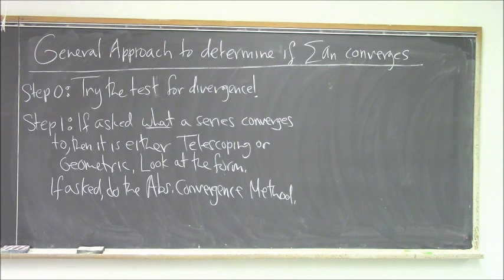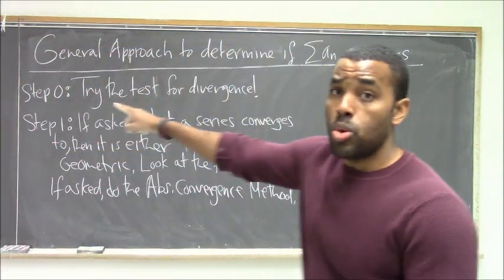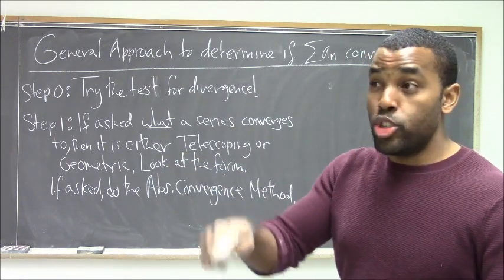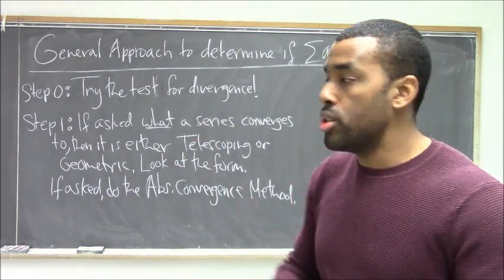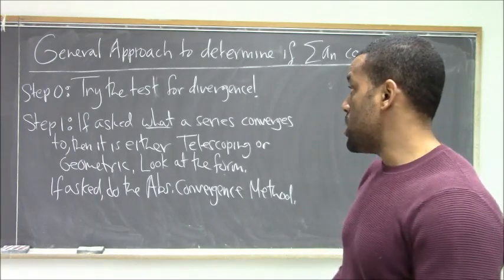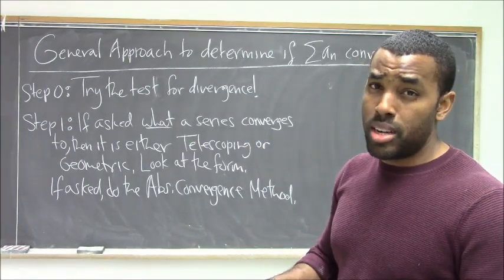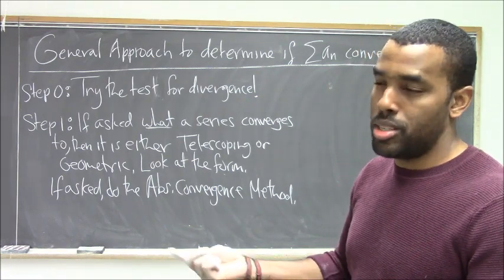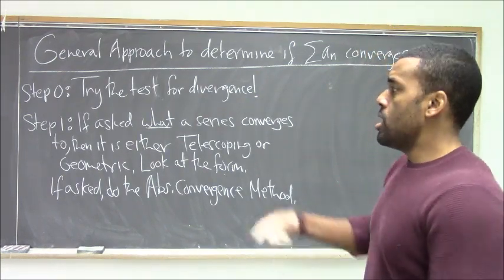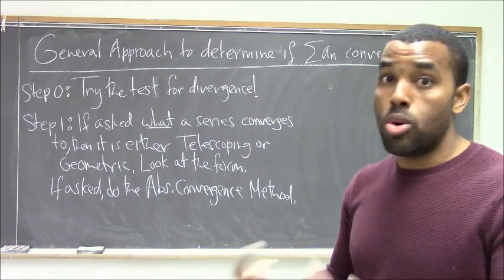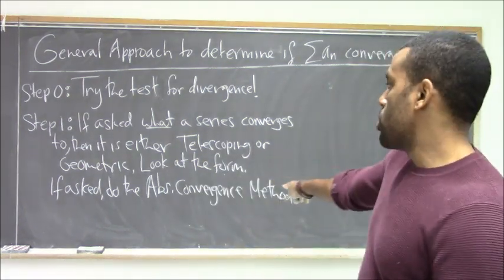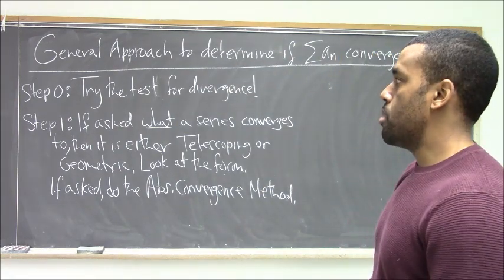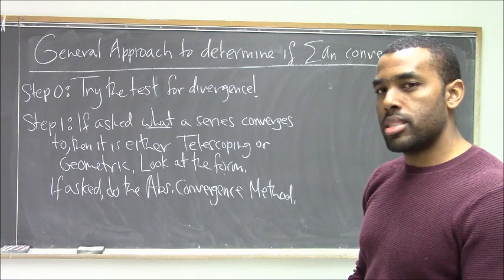So, step 0, test for divergence. Once a test for divergence tells you something diverges, it diverges. That's the end of the story. If I ask you specifically, what does this converge to? Boom, that is going to be either a geometric or a telescoping. You should be able to recognize the geometric pretty easily. If it's not geometric, you know it's telescoping. Just do partial fractions or something like that. If I ask you, does this converge absolutely, or conditionally, or diverge? Then you're going to go through the absolute convergence method, which I wrote down on the board just before this. So that's pretty much step 0 and step 1.